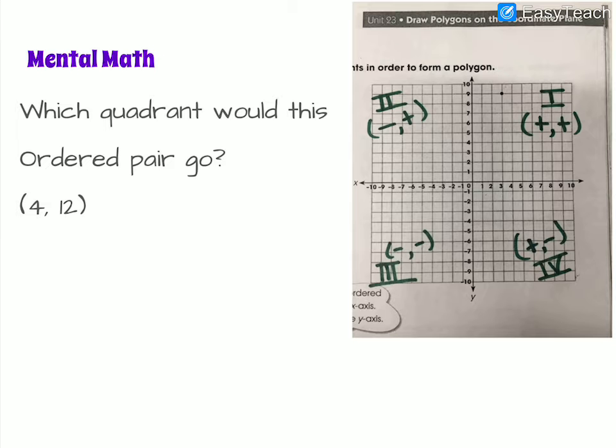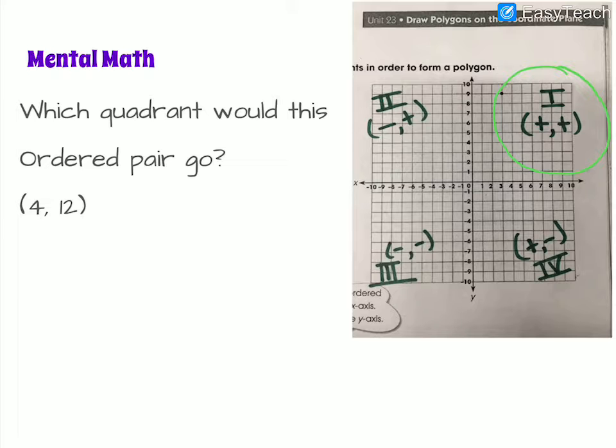Alright, so for mental math today on your whiteboard, which quadrant would this ordered pair go? 4, 12. Now, we remember that when we're dealing with ordered pairs, the first number here, which is 4, is the x value, and the x value goes left to right first. So because this is 4, we're going to start at 0 and go over 4, and then our y value is 12, so we'd go up 12. So our quadrant that this ordered pair would go into would be quadrant 1.